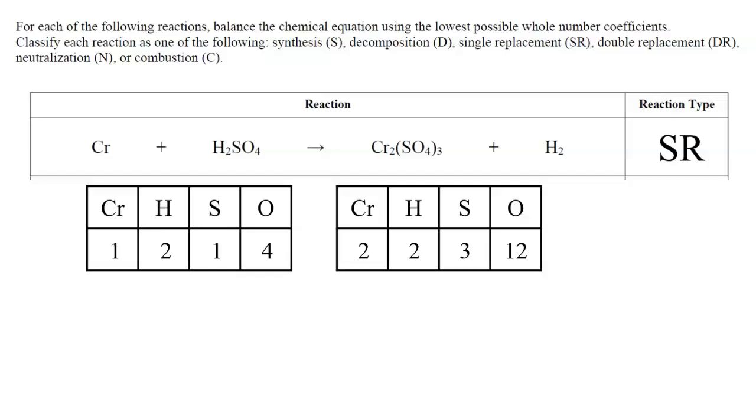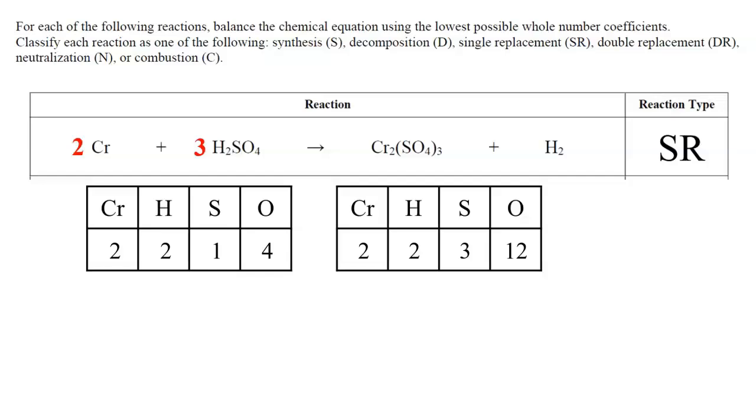Now, the first element I'm going to try to balance is all by itself on the left, and that would be chromium. So all I have to do to balance the chromium is put a 2 in front of the chromium. So now the chromiums are balanced. 2 chromiums on the left, 2 chromiums on the right. Now the SO₄ is being multiplied by 3 on the right side of the equation. On the left side of the equation, I'm going to use a 3 as a coefficient in front of that chemical formula. And that would give me 3 sulfurs and 12 oxygens.